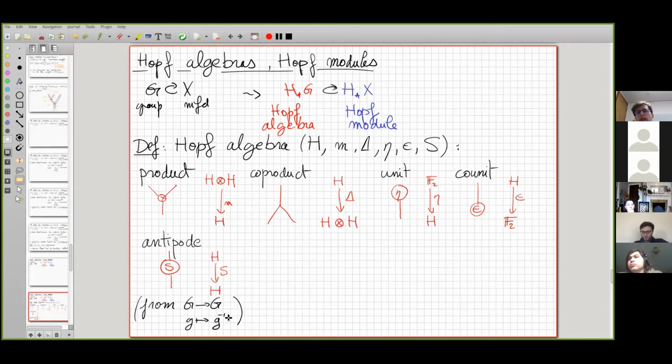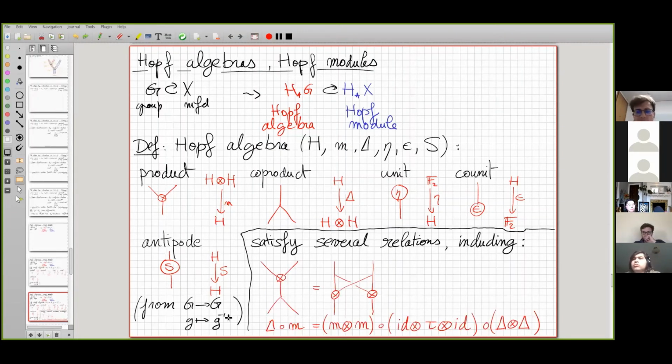So a Hopf algebra is such data of maps, and they satisfy some properties. Basically, you want the product to be associative, the coproduct to be coassociative, units to be units, etc. In particular, there is one relation between the product and the coproduct, which can be seen in the following diagram. If you first do the product and then the coproduct, it's the same as first doing the coproduct twice and then doing the product twice after interchanging these two coordinates.